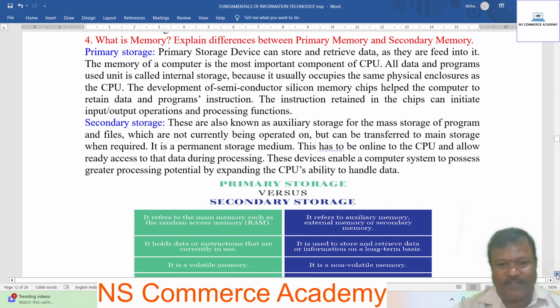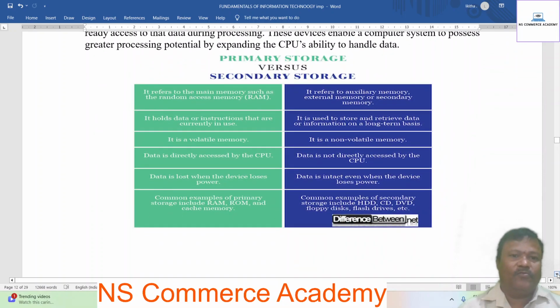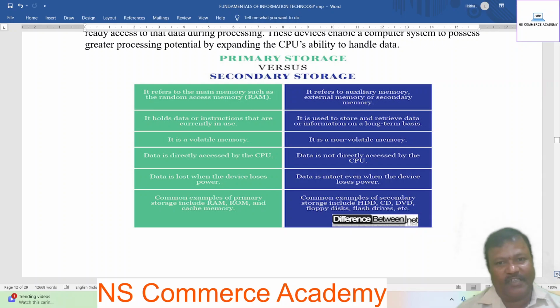Okay, friends, now come to the differences. Here we have four or five differences. First one, primary storage. Second one, secondary storage. Primary storage refers to the main memory such as the random access memory. Secondary storage refers to auxiliary memory, external memory or secondary memory. Primary storage holds data or instructions that are currently in use. Secondary storage is used to store data and retrieve data or information on a long-term basis.